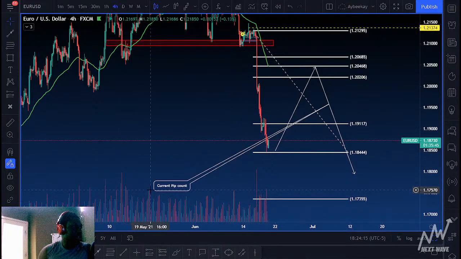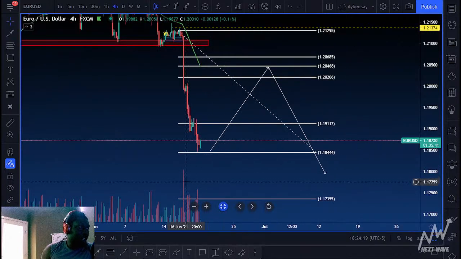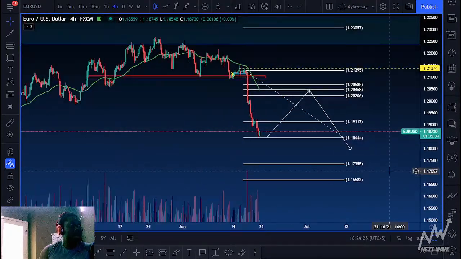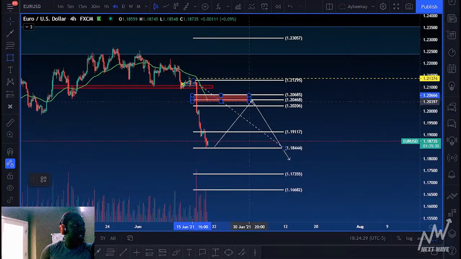Let me get rid of this. Hold on. Ooh, and look at this volume right here. This is how you know that price is gonna push to the downside. Huge candle, huge volume. Yeah, I love that. But anyways, push to the upside, continuation to the downside. This is what I'm really looking for.